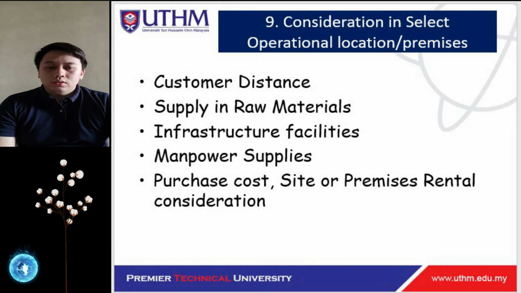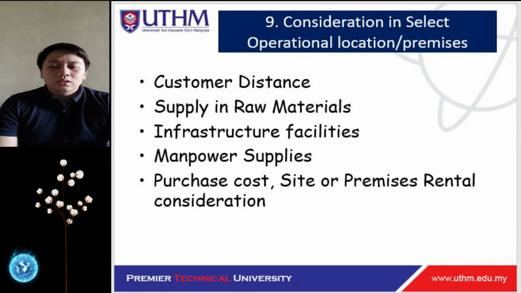So we continue this presentation. This slide explains consideration in selecting operational location or premises. Before you open a business or premise, you must follow these factors. Factor number 1 is customer distance. Number 2 is supply of raw materials. Number 3 is infrastructure facilities. Number 4 is manpower supply. And lastly is purchase cost, site or premises rental consideration.